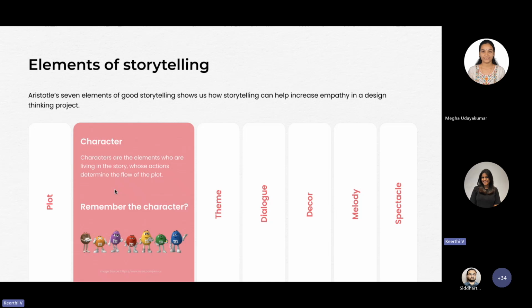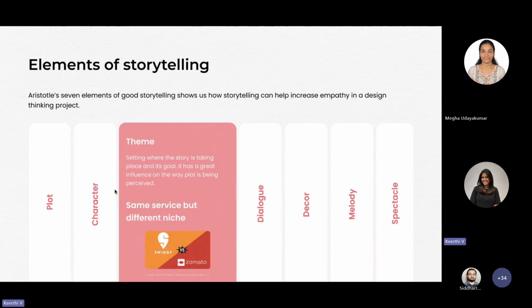So this is the example of M&M. They have just personified their candies and given them feelings, colors, so that the users were able to connect to the brand. And anyone who sees this character will remember which brand or which candy they are talking about.